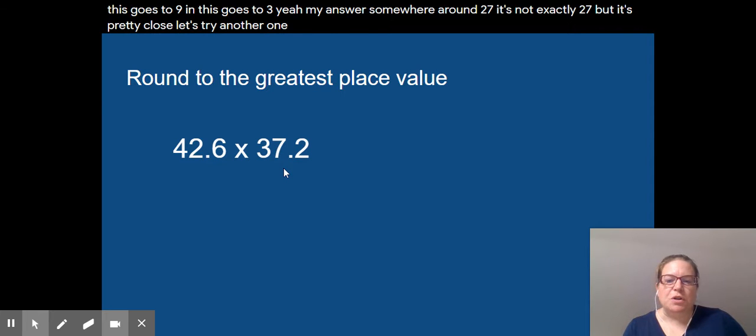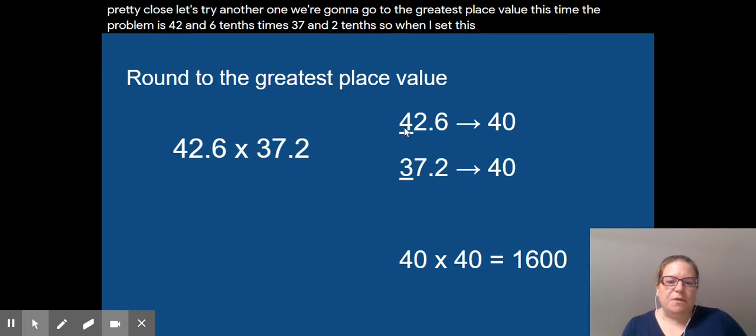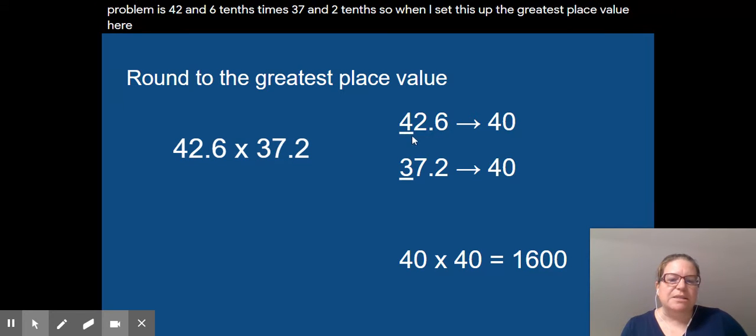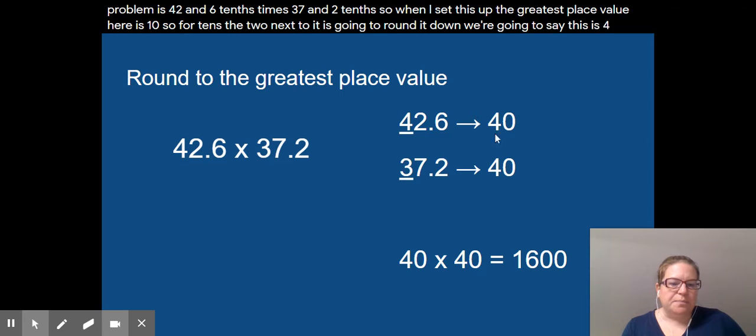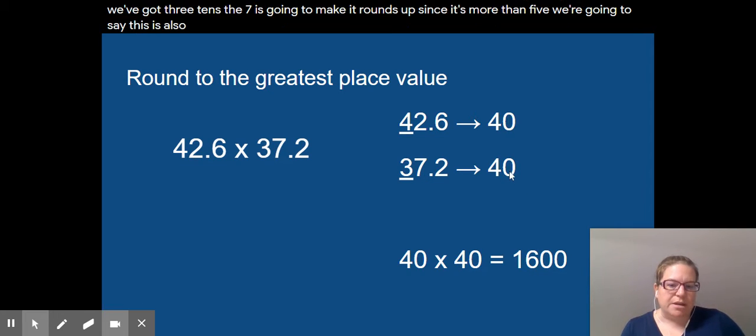Let's try another one. We're going to go to the greatest place value this time. The problem is 42 and 6 tenths times 37 and 2 tenths. So when I set this up, the greatest place value here is 10. So 4 tens, the 2 next to it is going to round it down. We're going to say this is 40. Here we've got 3 tens. The 7 is going to make it round up since it's more than 5. We're going to say this is also 40.